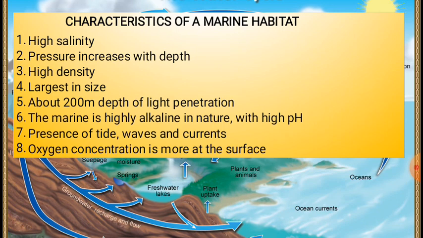Characteristics of marine habitat: it has high salinity. Its pressure increases with depth. It has high density. It's largest in size, and the light penetration is about 200 meters deep. The marine is highly alkaline in nature with a high pH. There's presence of tides, waves, and currents. Oxygen concentration is more at the surface.